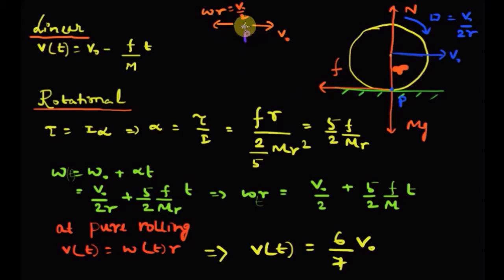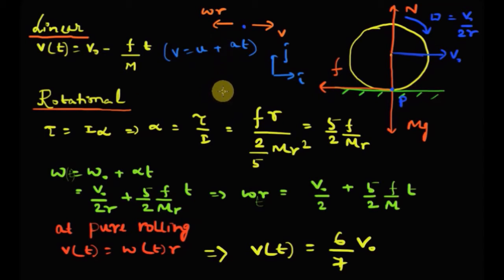The velocity of this point P will be the summation of its velocity because of linear motion and rotational motion. As we can see, because of linear motion, this point P will have a forward velocity, which is in this direction, and because of rotational motion, the point P will have a backward velocity, which is in this direction. Because of linear motion at time t equal to 0, the velocity of this point P will be v naught. Because of rotational motion, the velocity of this point P will be omega r, and omega is equal to v naught by 2r, so omega r will be v naught by 2. So the net velocity of this point P will be in the forward direction, hence the force of friction will act in the backward direction.